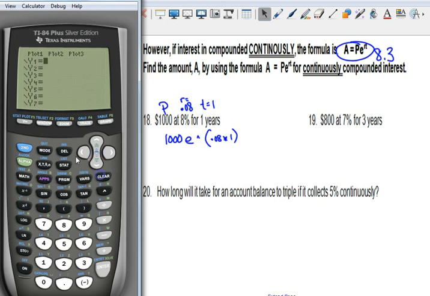Just go to your home screen. Okay, 1,000. Now I'm going to use the e button that's right here above the natural log button. So I'm going to say second and the natural log. And then 0.08 times 1, which is just 0.08. And I get $1,083.29.